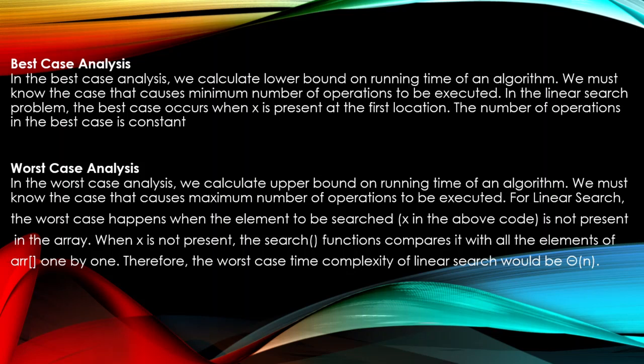So, in simple words, in the worst case, when we make a search, the element or the value is not found. In such a case, it is known as the worst case. Best case is that within one or two searches, the value is found. In the worst case, even if we go through all the elements, the value is not found.